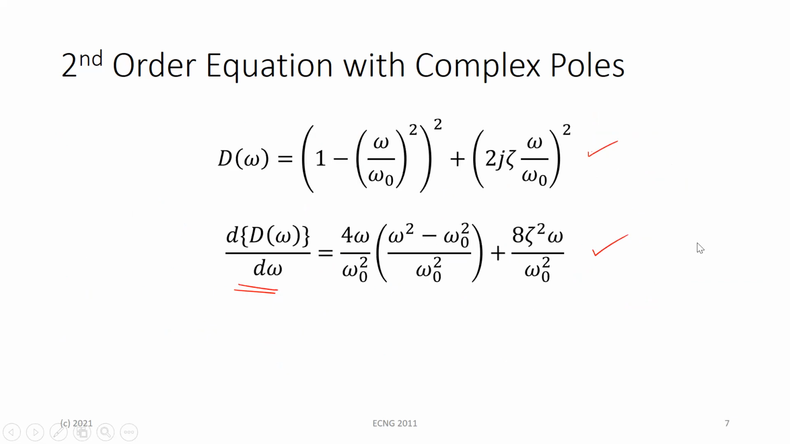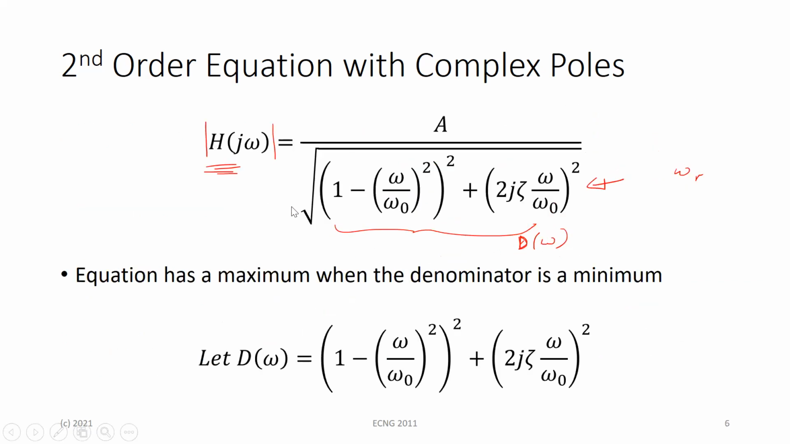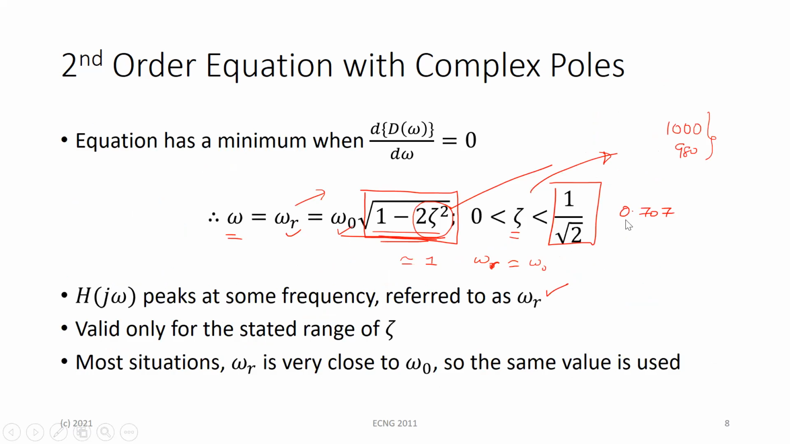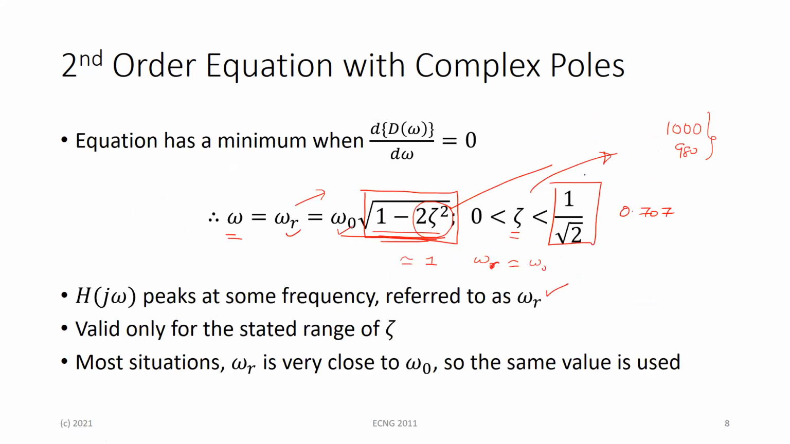So now that we know the behavior is going to do this, the last step is to find out how large this rise at the resonant frequency is going to be. This is the magnitude of the response. So to get how big this gets at omega r, we need to substitute the value of omega r into this expression. If you substitute at omega equal to omega r, omega r being this value here.